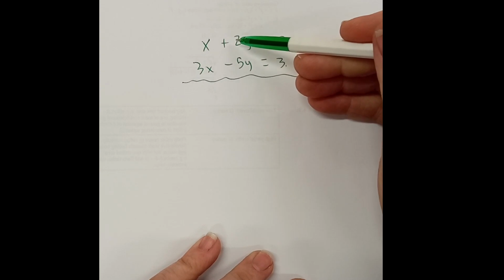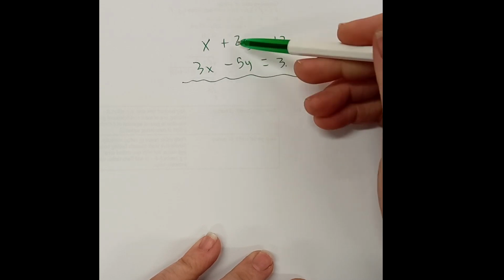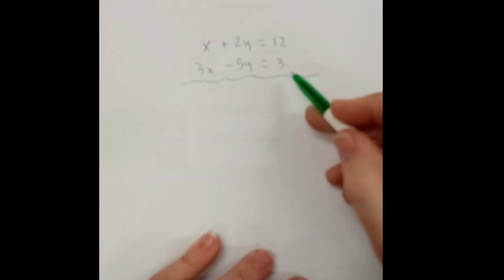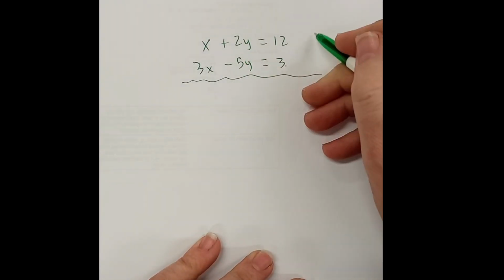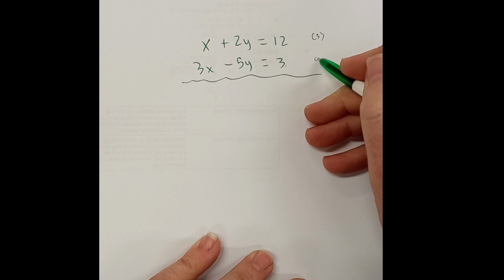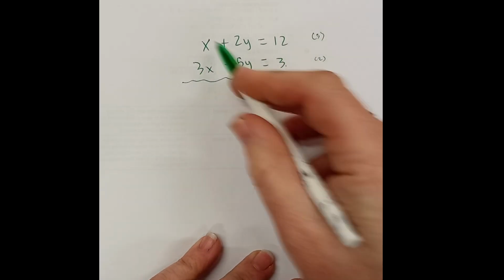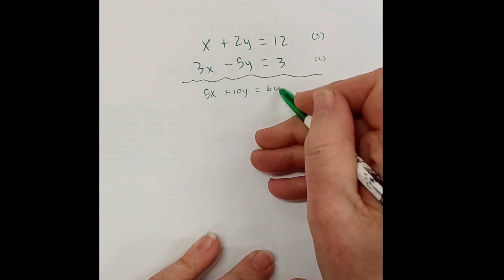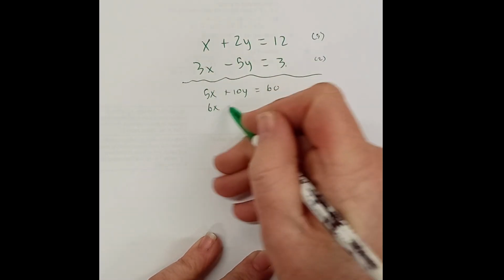And usually what you will use is, well, what's the lowest common multiple of 2 and 5? It's 10. So make both these lines 10y. That means I multiply the top line by 5 and the bottom line by 2. So let's do that. Let's multiply the top line by 5. Let's multiply the bottom line by 2.